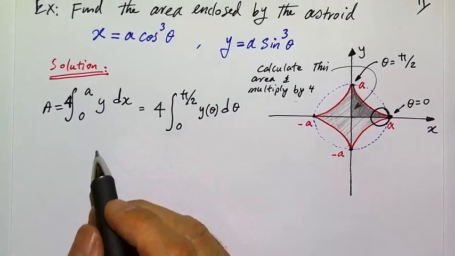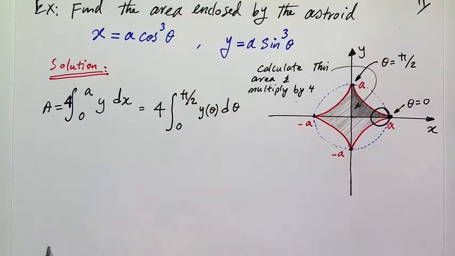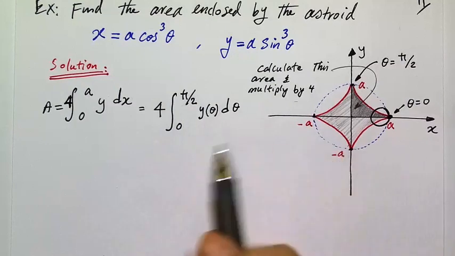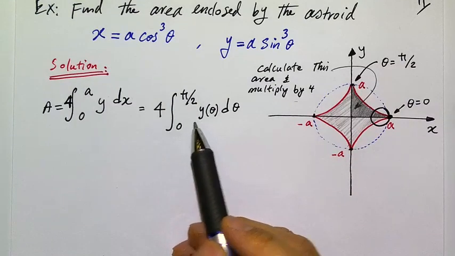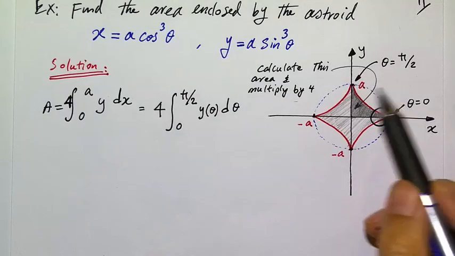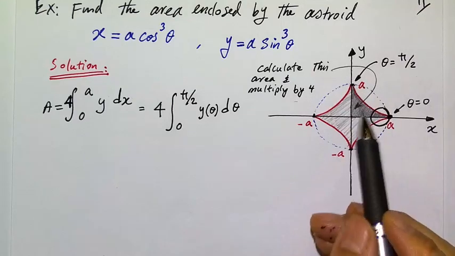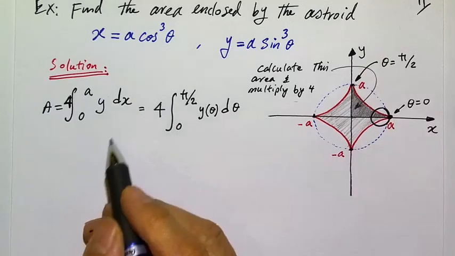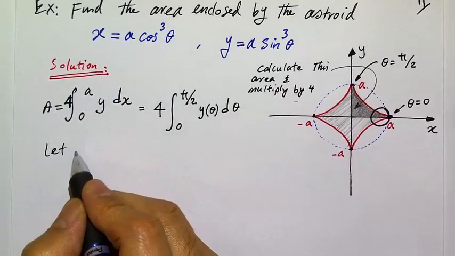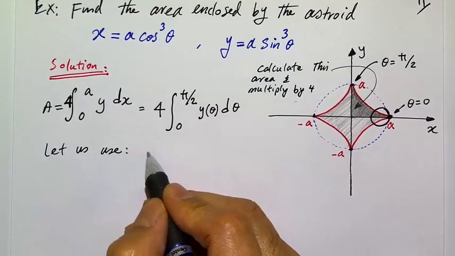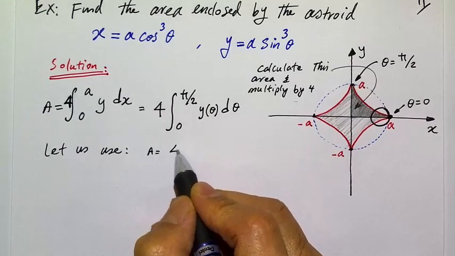All right. So the next step, let us. Because if you continue with this, and this is based on experience, you're going to get a negative area. So because all these things are symmetric, we can integrate over x from pi over 2 to 0. So let's do this. So let us use this. Area equals 4 times.